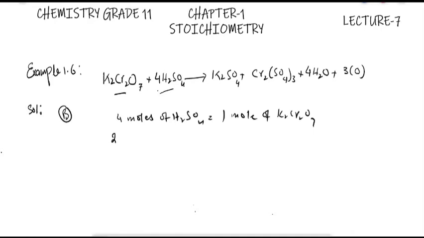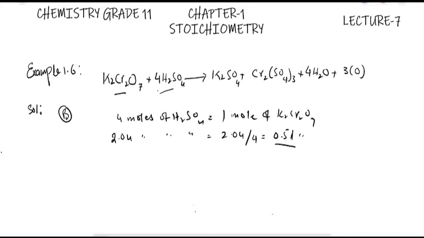So 2.04 moles of sulfuric acid will react with 2.04 divided by 4, and this is equal to 0.51 moles of potassium dichromate, and this is what we have done already. Now this is the requirement, and what we have are 0.68 moles. What would be the difference?